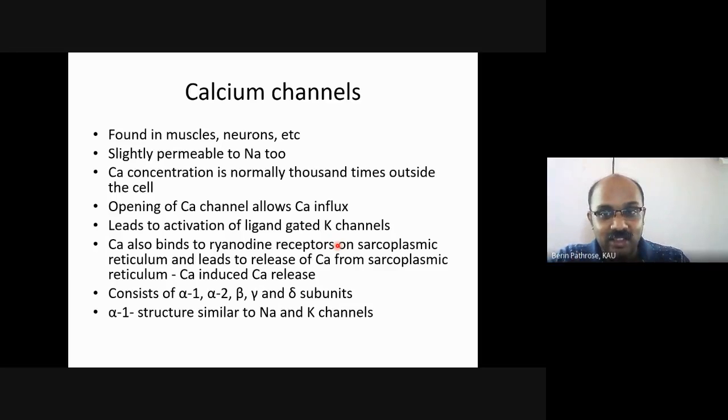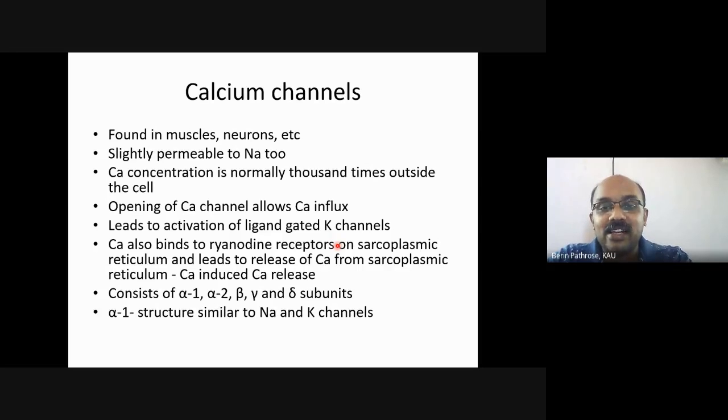The endoplasmic reticulum of a muscle cell is called a sarcoplasmic reticulum. This sarcoplasmic reticulum is another storehouse of calcium. There is a huge quantum of calcium ions in this sarcoplasmic reticulum.